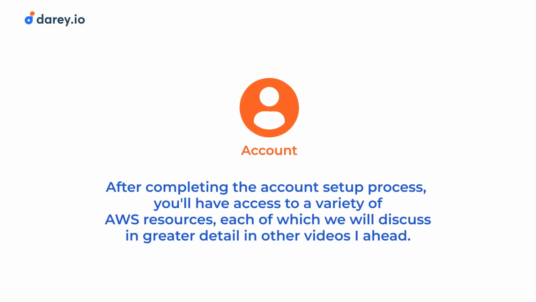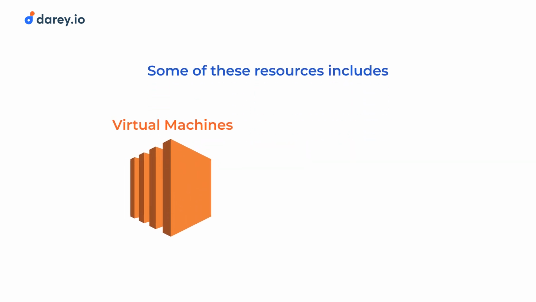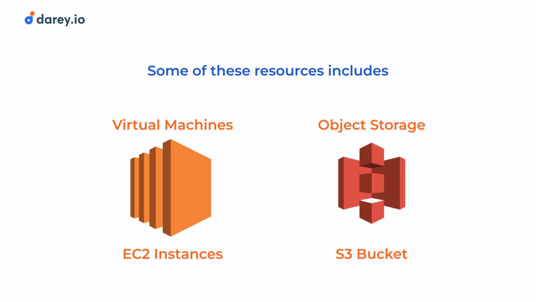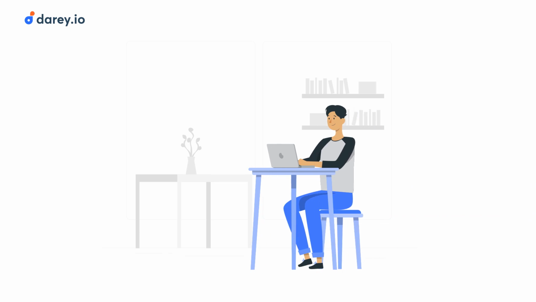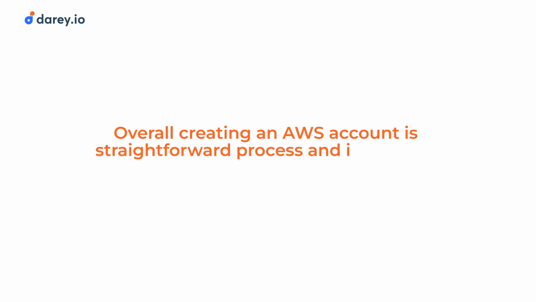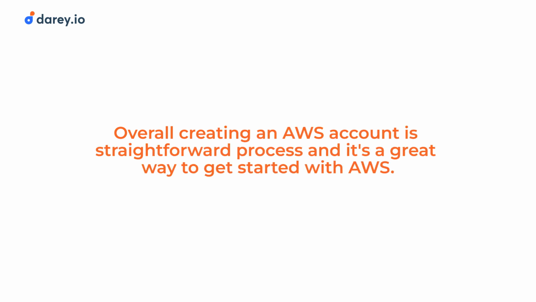After completing the account setup process, you'll have access to a variety of AWS resources, each of which we will discuss in greater detail in other videos ahead. Some of these resources include virtual machines, popularly called EC2 instances, object storage, S3 buckets, and much more. You can use these resources to build and deploy your applications and services all in the cloud. Overall, creating an AWS account is a straightforward process, and it's a great way to get started with AWS.